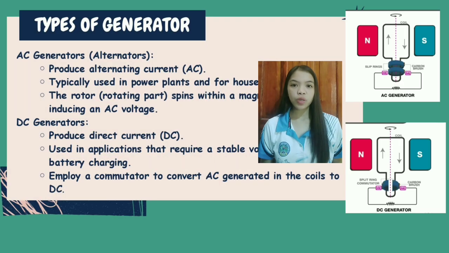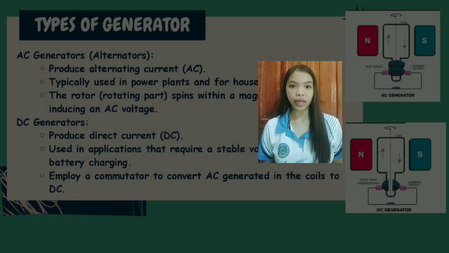There are two types of generator. The AC generator, typically used in power plants and for household electricity. And the second is the DC generator, used in applications that require a stable voltage such as battery charging.